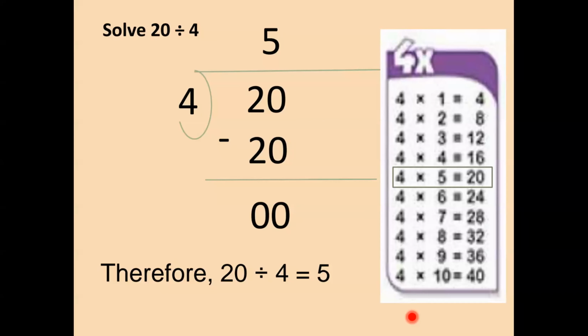Okay, Nishad, unmute yourself and say the table. 4 ones are 4, 4 twos are 8, 4 threes are 12, 4 fours are 16, 4 fives are 20, 4 sixes are 24, 4 sevens are 28, 4 eights are 32, 4 nines are 36, 4 tens are 40. Good.